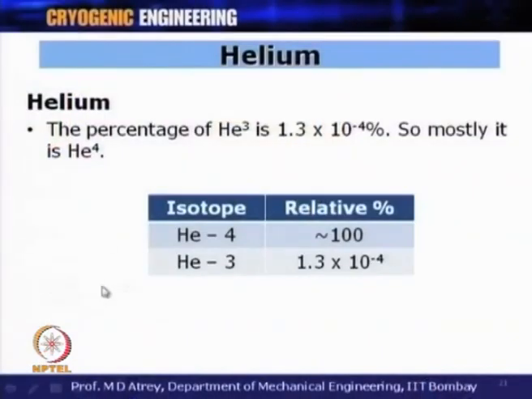When I say helium-4, it is a normal helium. When I say helium-3, it is the isotope of helium-4. The isotope is helium-4, which is relatively, percentage wise, almost 100% helium-4. Of course, there is helium-3 and the relative percentage is very small. This also means that the cost of helium-3 is very, very high as compared to helium-4.